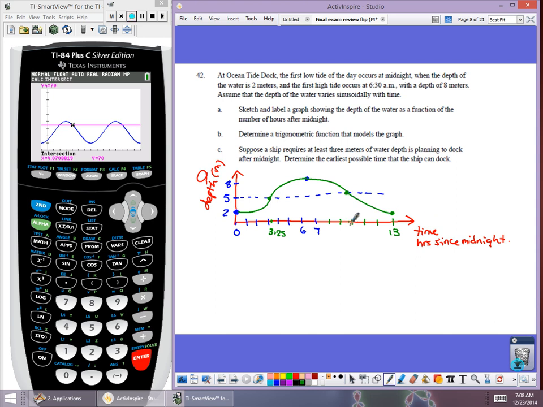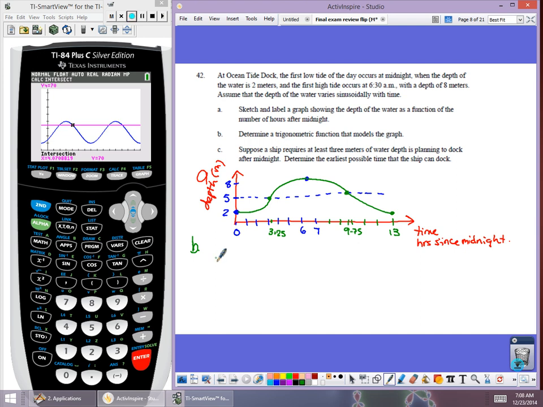I might want to label this. So this would be, let's see, hold on, 6:30 plus 15 minutes would be 6:45 plus 3 hours. 7:45, 8:45, 9:45. So 9:45 or 9.75, 3/4 of the way through the hour, we would be at the midline again. All right. So B tells us to write the equation, determine the trig function that models the graph.